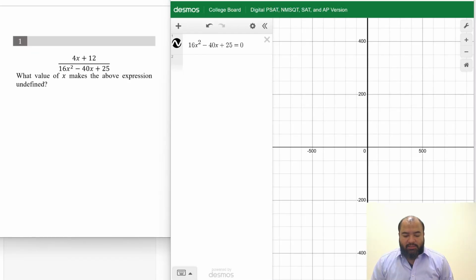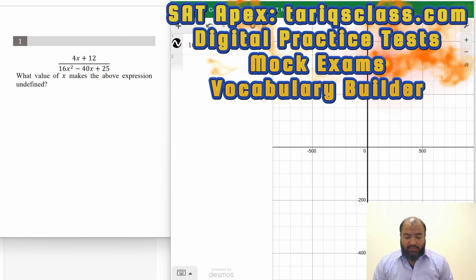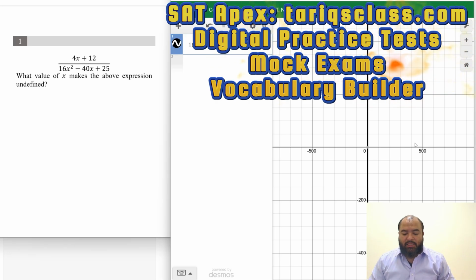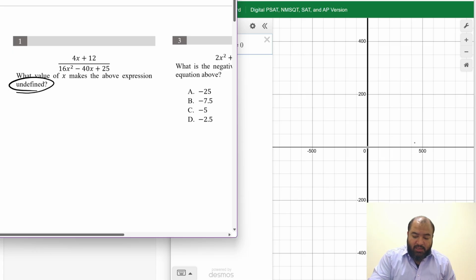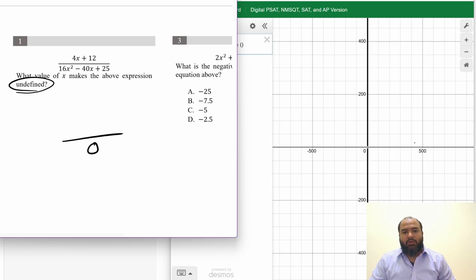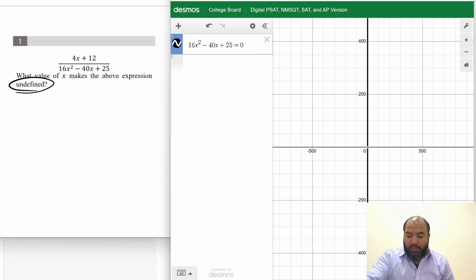Welcome to Tariq's class. So we're on Advanced Math Part 2. The question number 1 is saying, what value of x makes the above expression undefined? As you can see, we're going to use Desmos. But before that, undefined means the denominator of the fraction will be 0. We do not accept it. That means undefined. So what we're going to do is type it into Desmos.